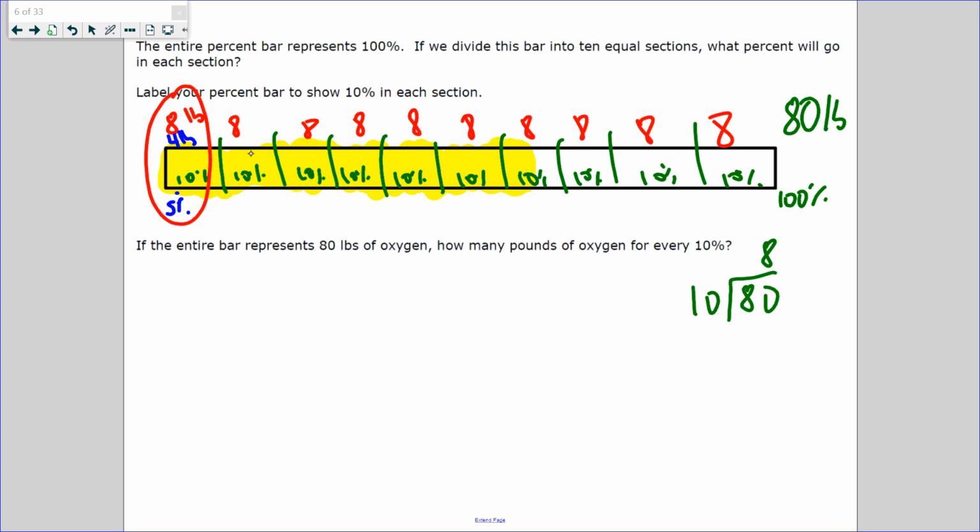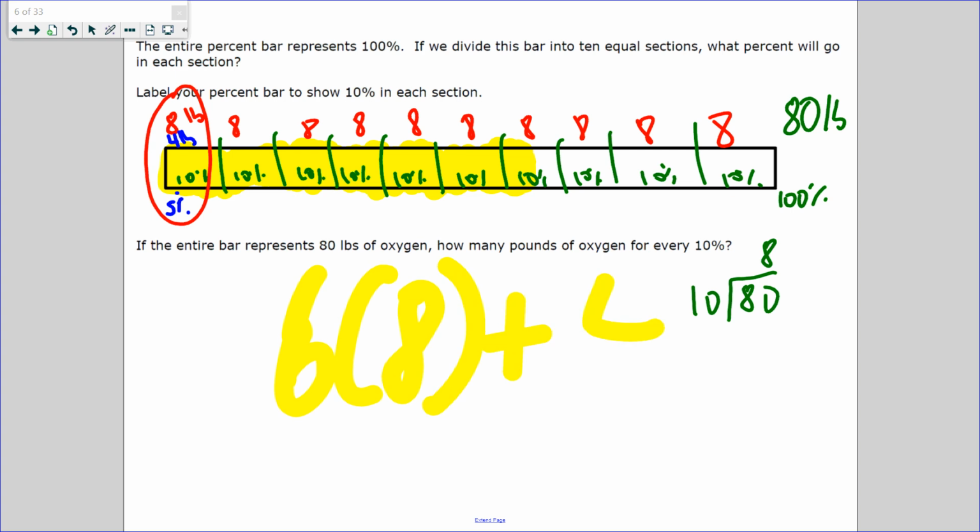So 8, 8, 8, 8, 8, 8. And this is only half of 8, which is 4. That's 6 groups of 8, plus half, which is 4. So 6 times 8 is 72. Wait, 1, 2, 3, 4, 72. Plus 4 is 76. Stop.